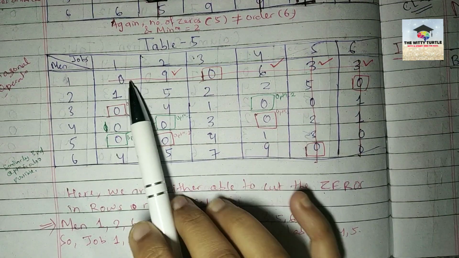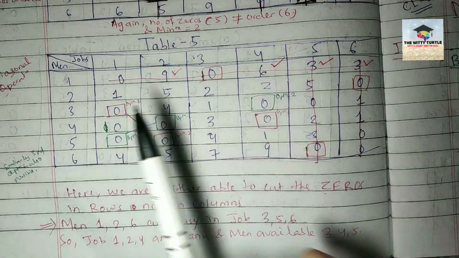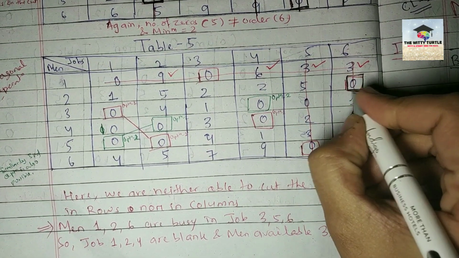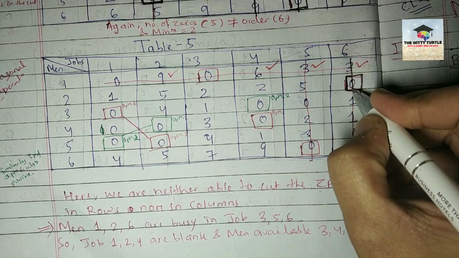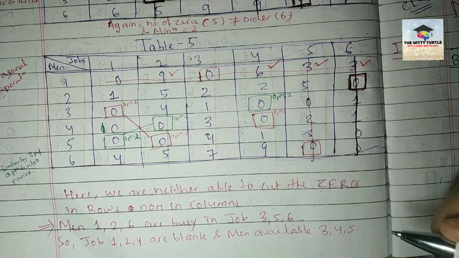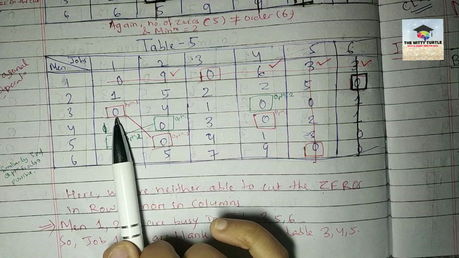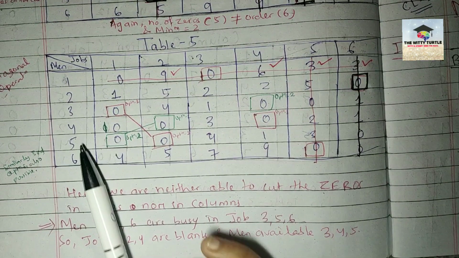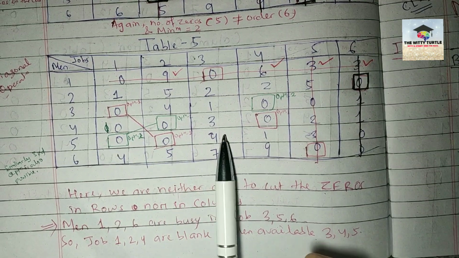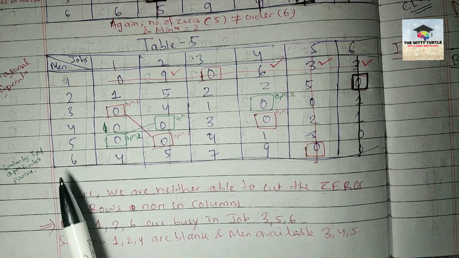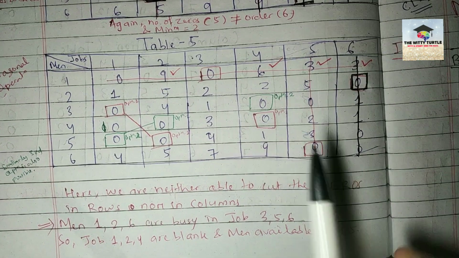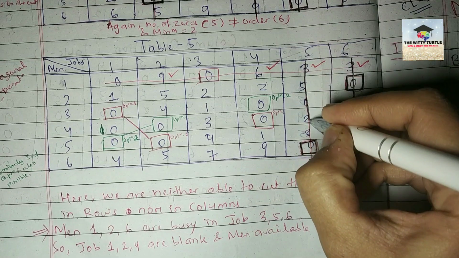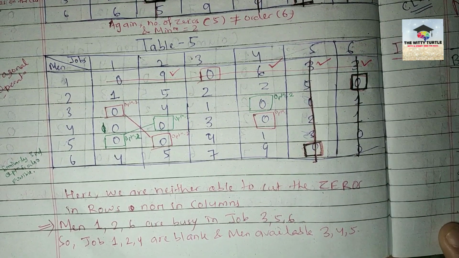In the first row, how many zeros are there? 2 zeros are there, so it will not work. In the second row, how many zeros are there? Only 1 zero is there. So make a rectangle and then cut the entire column. Right? In the third row, there are 3 zeros, so it will not work. Fourth also has 3 zeros. In the fifth row also there are 2 zeros only, so it will not work. In the sixth row, how many zeros are there? Only 1 zero is there, and you have to cut the entire column, right?